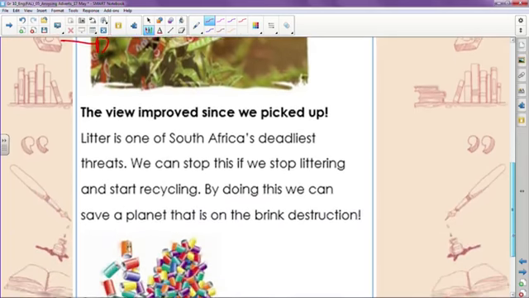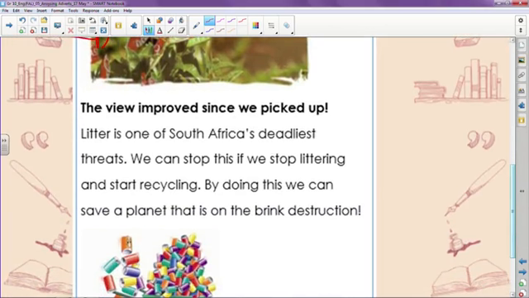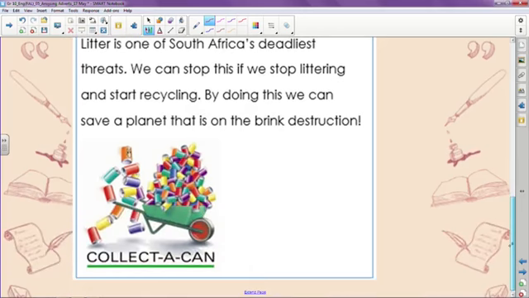The view improved since we picked up. Litter is one of South Africa's deadliest threats. We can stop this if we stop littering and start recycling. By doing this, we can save the planet that is on the brink of destruction. All right, and there's our logo, a little Collector Can guy. So what are the questions?